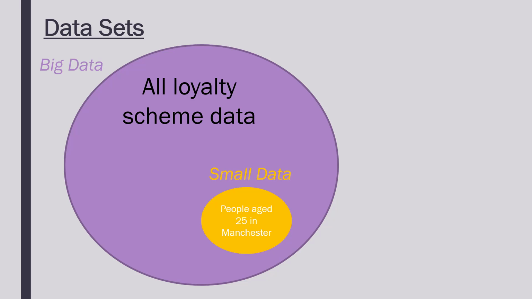We've got a small one and we've got a big one. They are interacting because really the small one is part of the bigger one. Right, let's say we do some processing on our people aged 25 in Manchester data set, so all the data about what they have been buying.